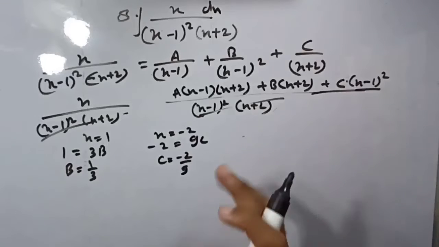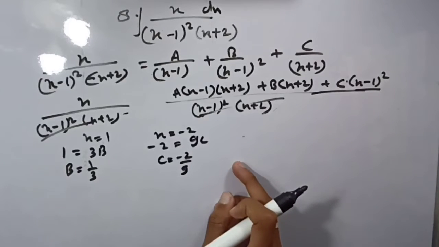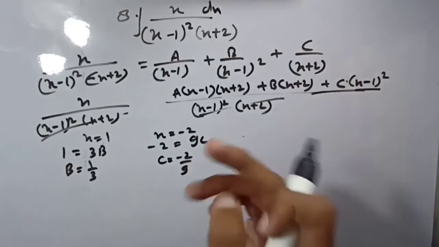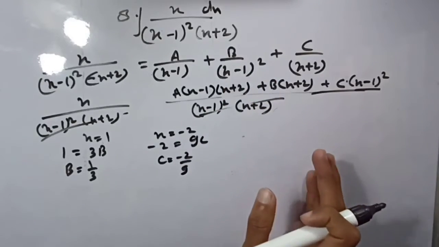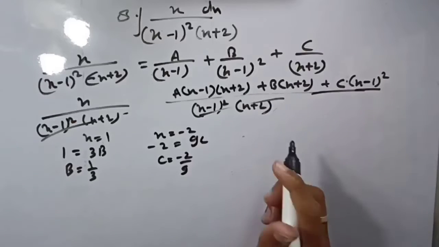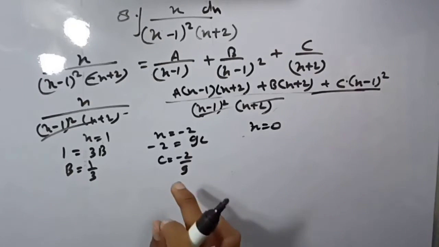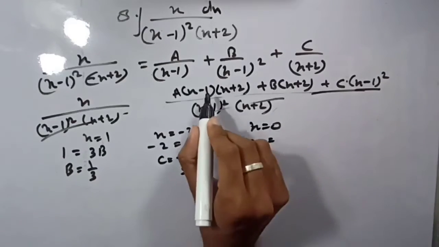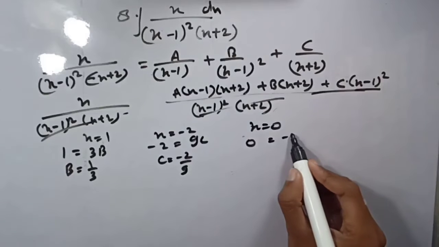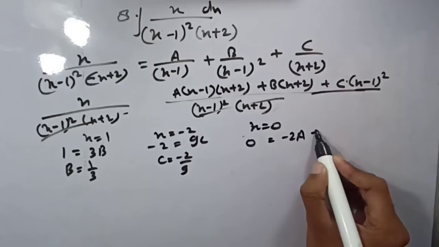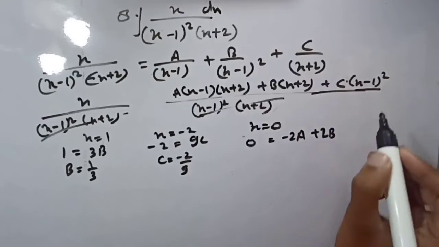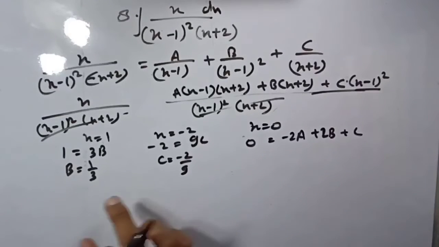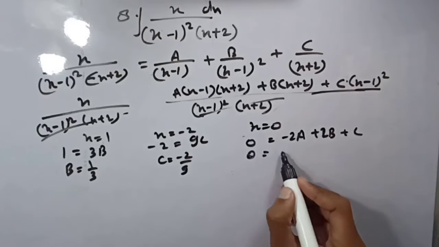Now to find the value of a, if you put minus 2, this is also 0. If you put 1, it is also 0. So now the only option is to put x equals to 0. We already know the values of 2 terms, so the other side is 0. If you're putting 0 here, it is coming out as minus 2a. If you put here, it is coming out as 2b. If you put 0 here, it is coming out c. Now we can put the value of b and c.